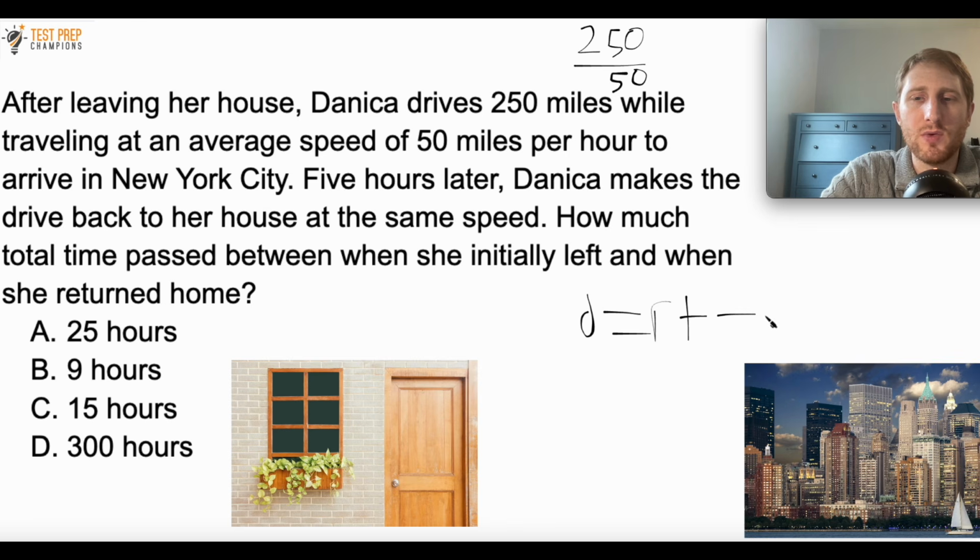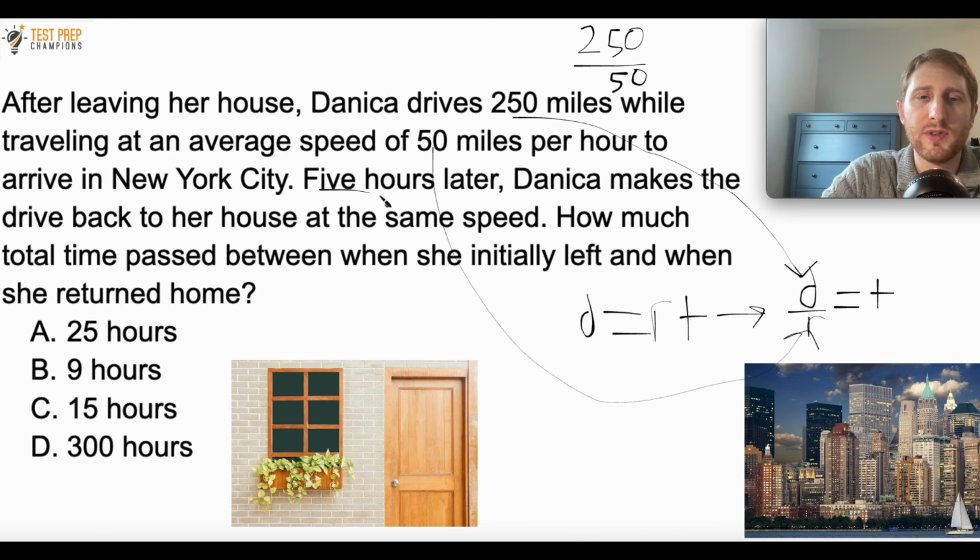And what you would want to do is start with this formula, and solve it for t, right? In other words, you'd want to divide by r so that you'd get d over r equals t. From here, you would take 250 and plug it in for d, and take 50 and plug it in for r, and that would give you the time that it took for her to go from her house to the city. And then you'd have to add 5 hours for the time she was in the city, and then add another 5 for the time it took for her to drive back. But the key here is that you can use the distance formula to help you figure out how to answer questions like this.